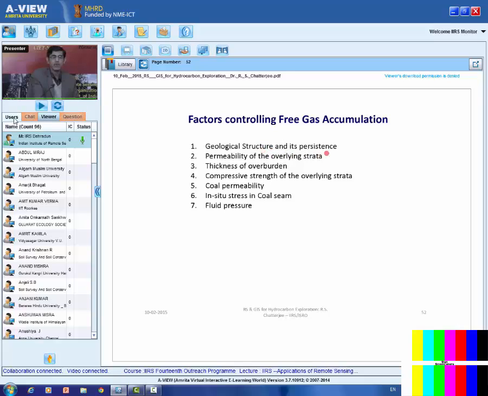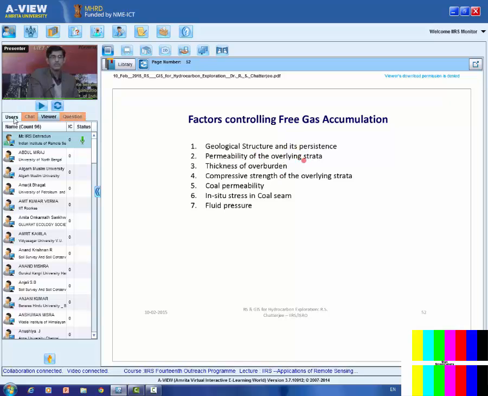And important is whether the lineaments or fractures are propagated from the basement to some intermediate depth, or propagated to the surface itself. Then the gas may come out, and free gas may not be available. So that is very, very important.